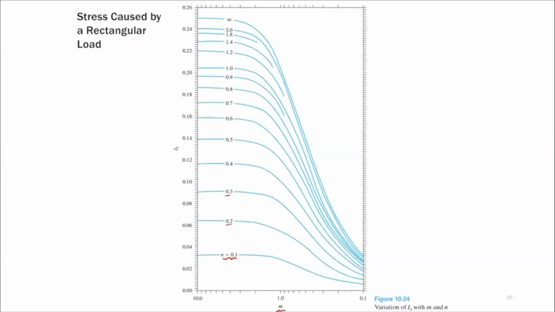To read the I3, which is your y-axis, we're first going to find the N value on the x-axis. So M, remember for rectangle one, M is 0.167 and N is 0.333. So that's the M and N value for that small rectangle.